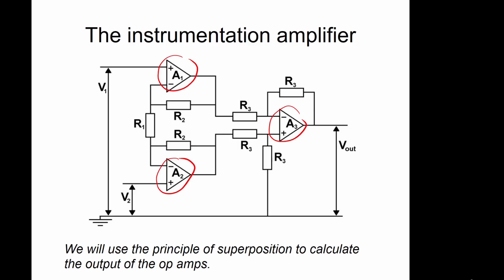So it's very similar to the difference amplifier, except it's going to have a lot better common mode rejection ratio associated with it. In order to work out the transfer function of this circuit, we're going to use the principle of superposition. So we're going to look at the gain due to one voltage input, and then look at the gain due to the other voltage input, and then add the two results together to get the final output.